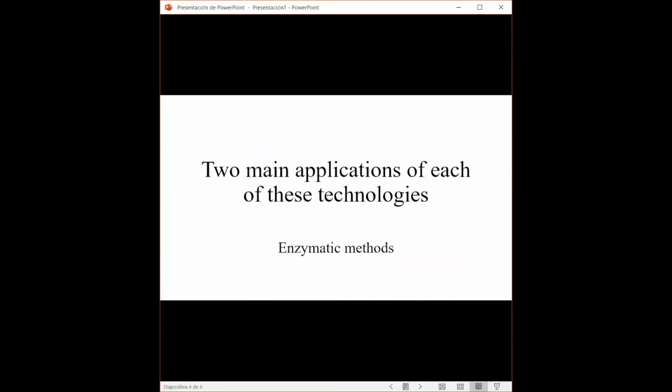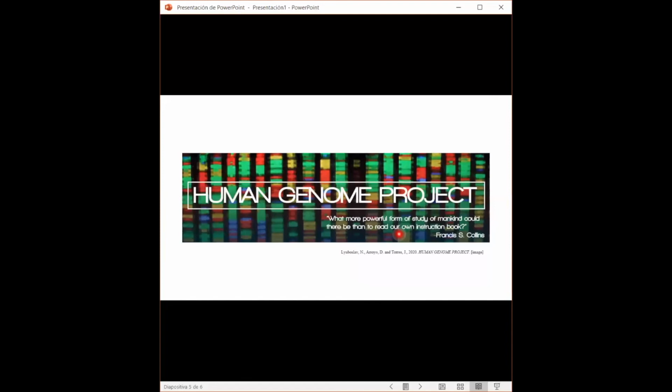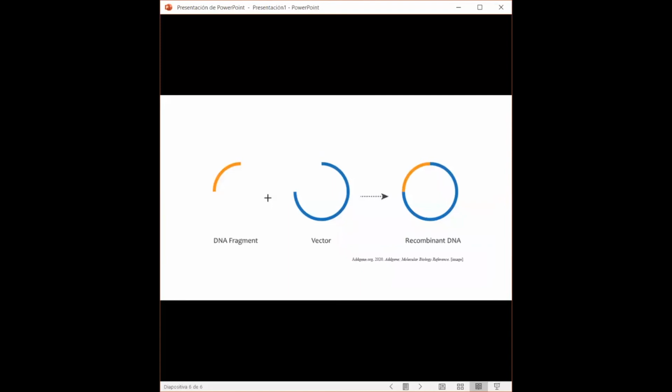So, two main applications of each of these technologies. The first one, enzymatic methods, was in the Human Genome Project. Sanger sequencing was used to determine the sequences of many relatively small fragments of human DNA. The fragments are aligned based on the overlapping portions to assemble the sequence of the larger regions of DNA. And the other application is, although genomes are currently sequenced with other methods that are faster or less expensive, Sanger sequencing is still widely used to sequence individual pieces of DNA, such as fragments used in DNA cloning or those generated through PCR.